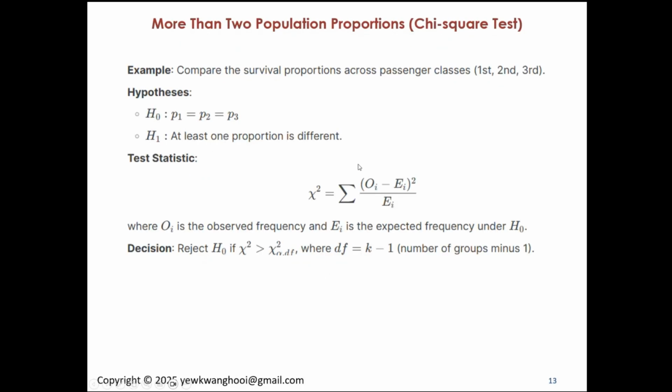Then for more than two populations, we will use this formula, chi-square. This is a Greek letter called chi. Chi-square comes from the differences between the observed value and the expected value, squared, and then divided by the expected value. Again, this understanding will come from looking at examples, which I will try to find time later to show step by step. And similarly, if the chi-square that we calculate is bigger than the chi-square that we get from the table book, we reject the hypothesis. Okay.